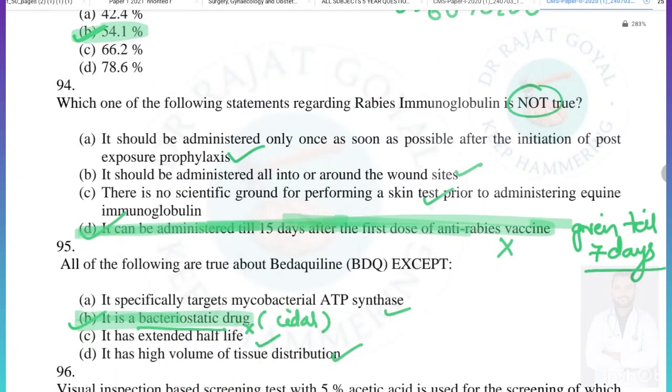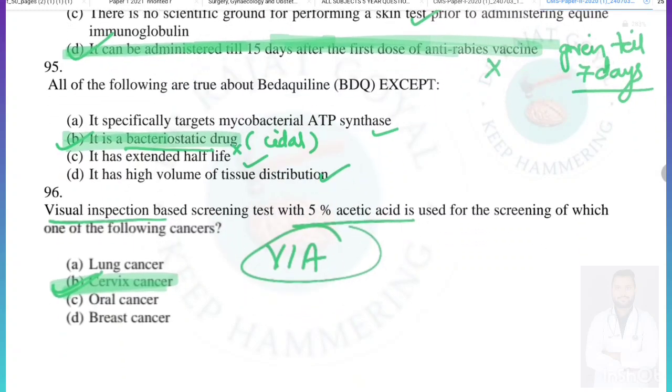Which of the following statements regarding the rabies immunoglobulin is not true? It should be administered only once as possible. Yes, this is true. It should be administered all into or around the wound site. This is also true. There is no scientific ground for performing the skin test prior to administering the equine immunoglobulin. This is also true. So here skin test is not generally done. It can be administered till 15 days. No, this is not true. It can be given only till 7 days. So answer here will be D.